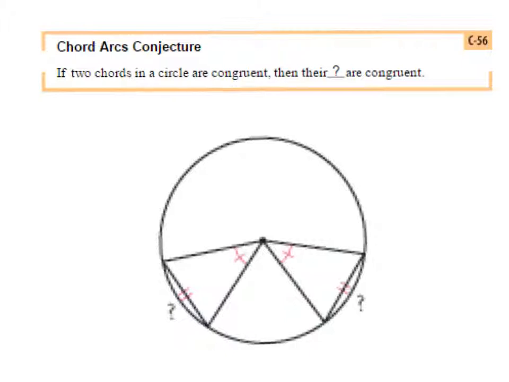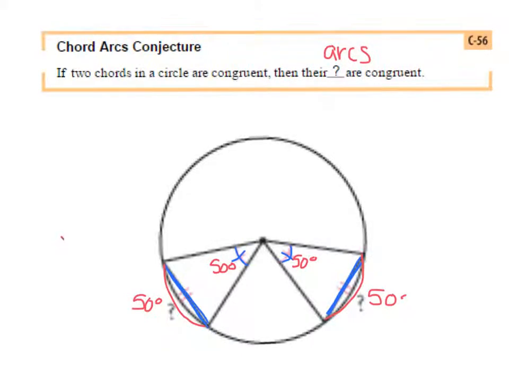Alright, the next one is the chords arc conjecture. If two chords in a circle are congruent, and we're looking at these two chords, then their arcs are congruent. Now, if those two chords are congruent, we know that their central angles are congruent. And if those angles are congruent, then their arcs are congruent. So if this is 50 degrees, then this is 50 degrees, and this is 50 degrees, and this arc is 50 degrees. Pause the video, write this down, and hit play when you're done.